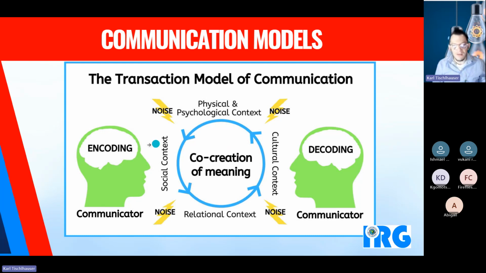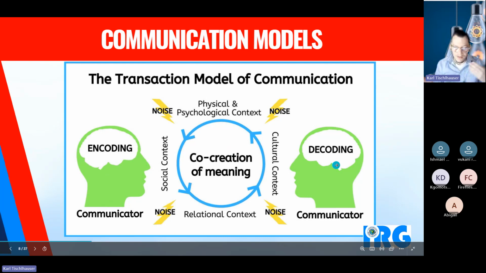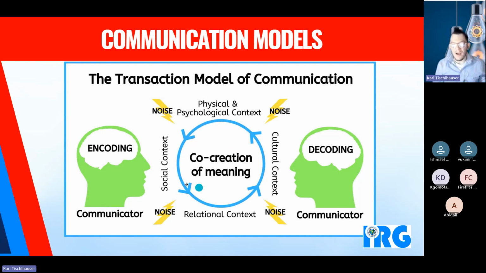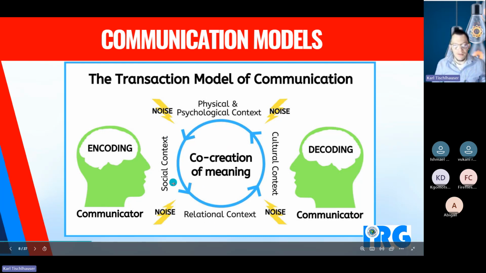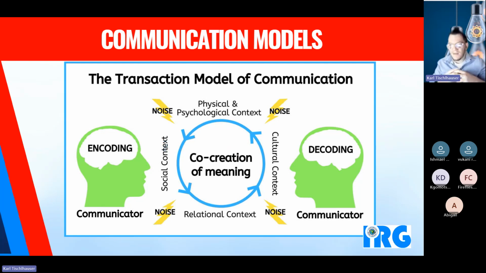On the left-hand side we have our encoder, which is the communicator. The right-hand side we have our decoder, which we've seen before. And then you have factors in the middle. So you have your social context, which is, what kind of social paradigm are we operating in? Is it a workspace? Is it not? Is it a friend communicating to a friend? What is the context that we're operating in?